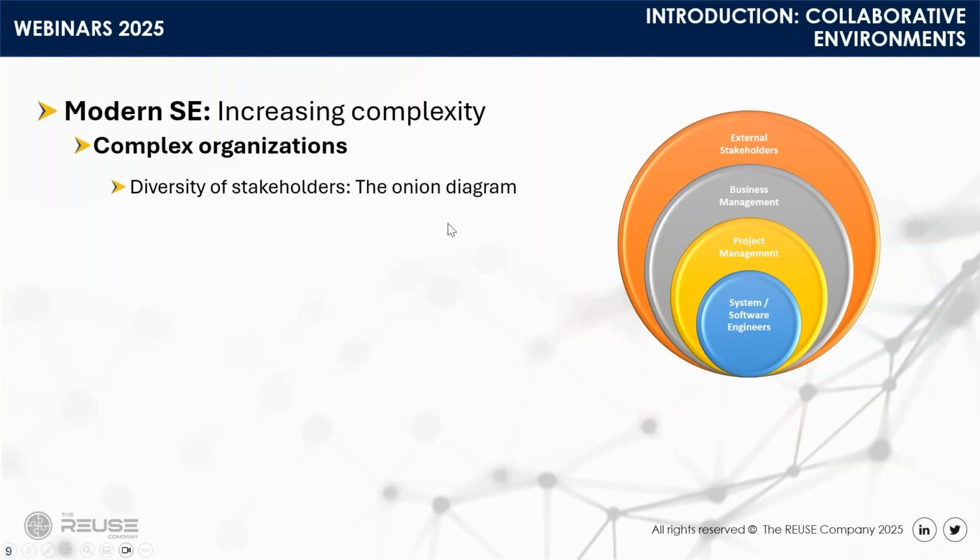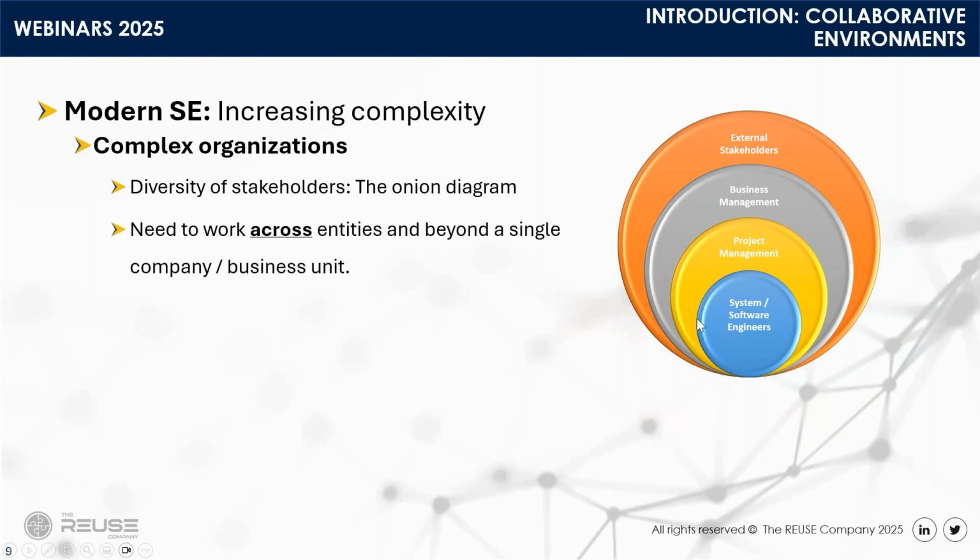If we look at the onion diagram, this is a simplified representation of it. You have the external stakeholders: customers, governments, users in general. Then we have business management, project management, and the engineers. If we want a proper system specification, we need to go through all the layers of the onion. We cannot endanger the system development by throwing some layers to the trash.